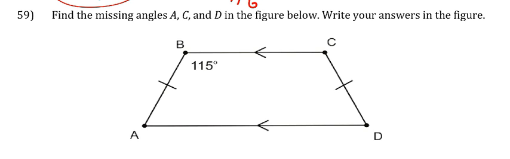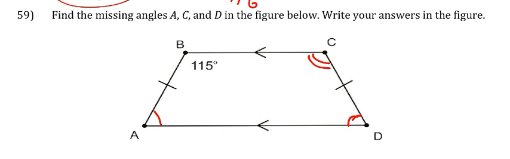To find the missing angles, that's angle A, angle C, and angle D, what we should notice right away is that we have an isosceles trapezoid here. We have one pair of parallel sides, and then it's isosceles because we have two sides equal to each other.